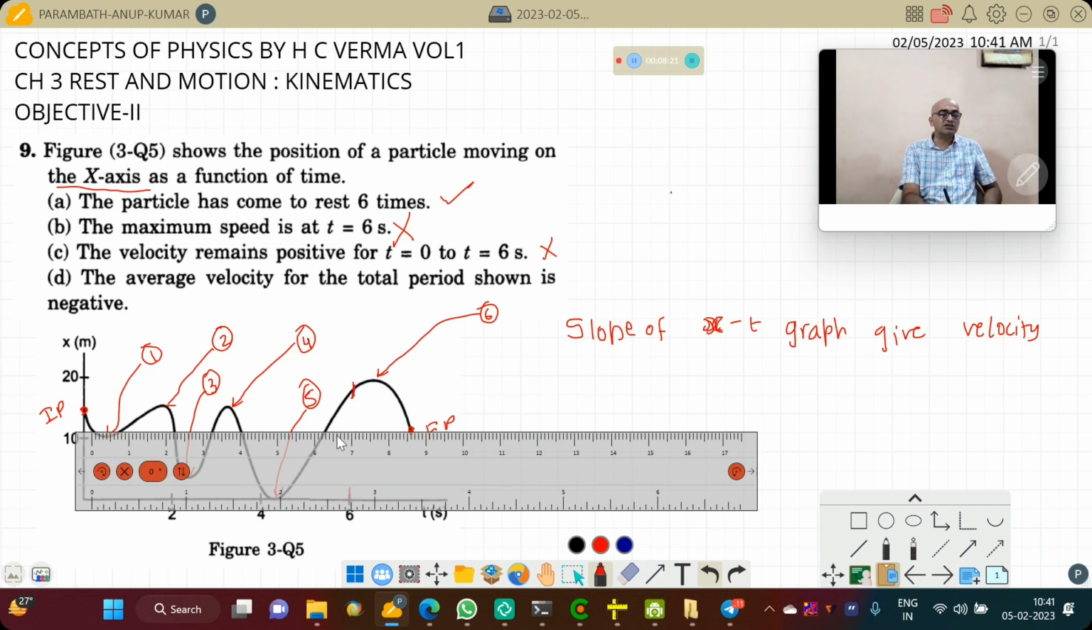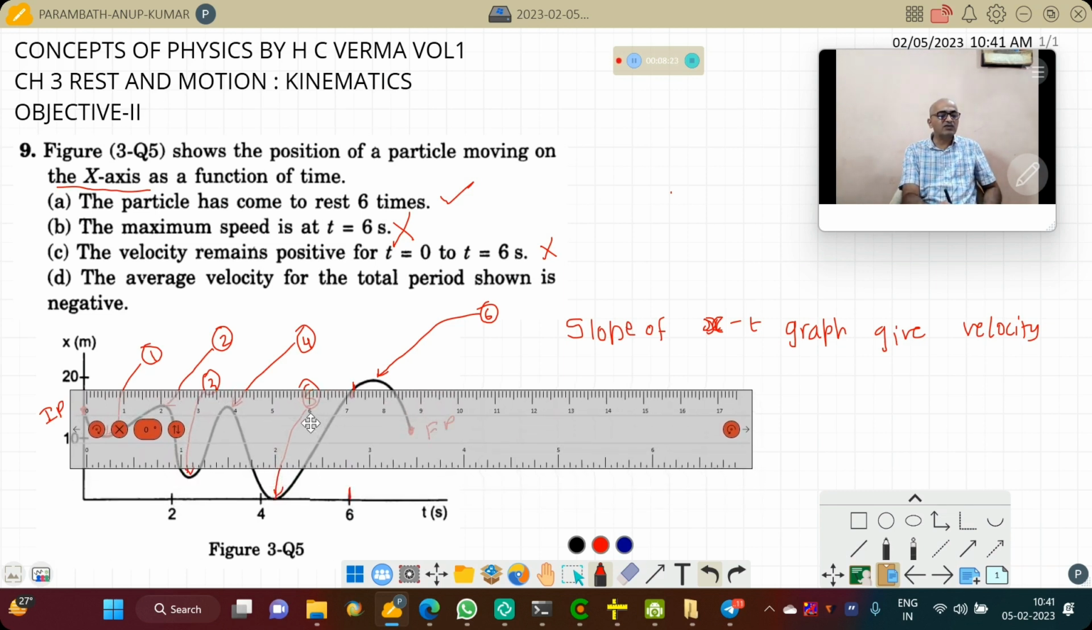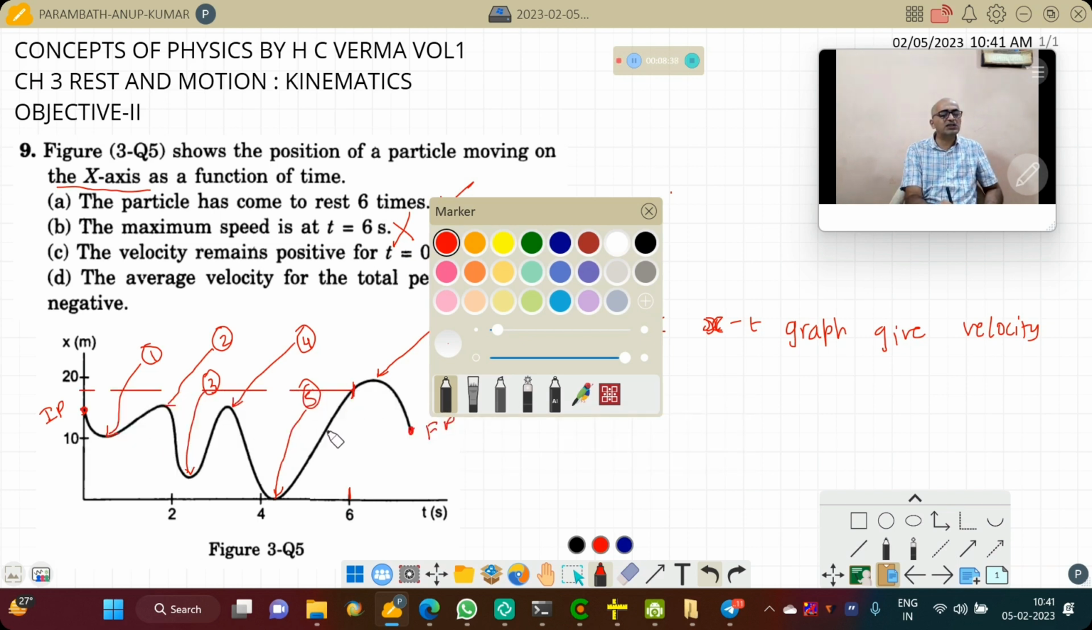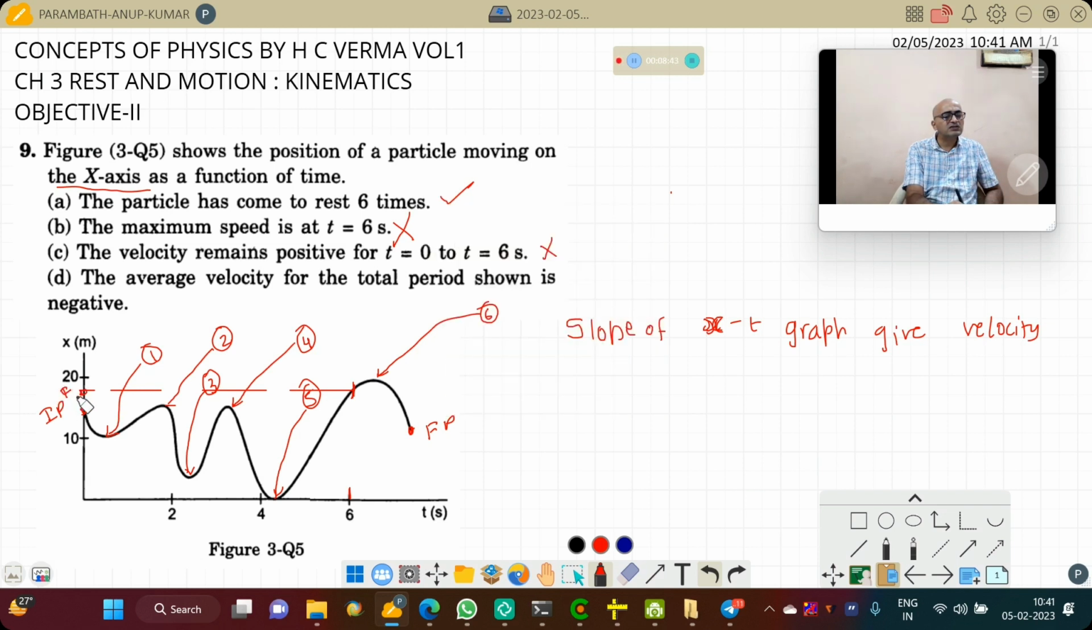This is at this position. If I make a mark here, are you able to see that I am making the mark here? This is the final position at t equal to 6 seconds. So the final position, let's say, is 18 minus 15 divided by time taken 6. That is 3 by 6, that is 1 by 2 meter per second. That is positive. The average velocity is positive.